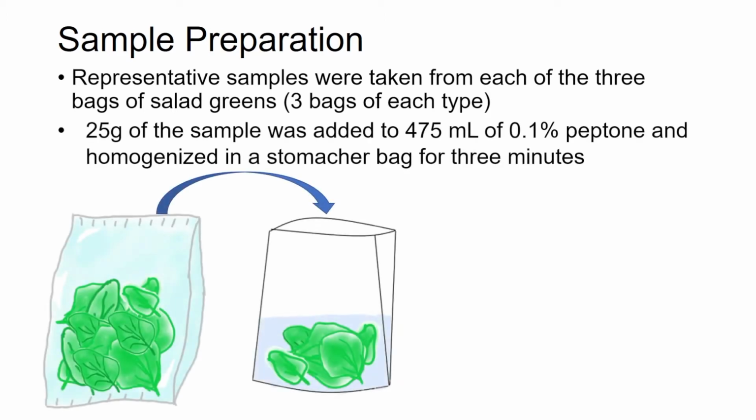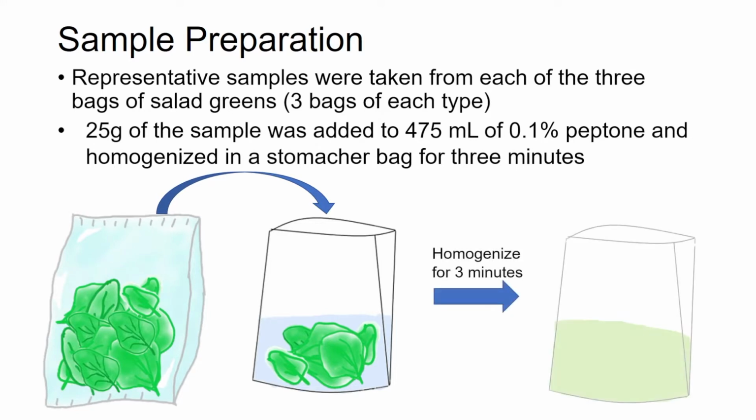To conduct the experiment, representative samples were taken from each of 3 bags of salad greens. 25 grams of sample was added to 475 milliliters of 0.1% peptone and homogenized in a stomacher bag for 3 minutes to dislodge any bacteria attached to the lettuce leaves.